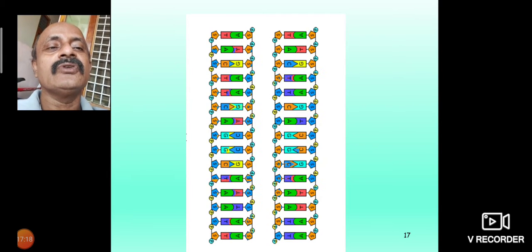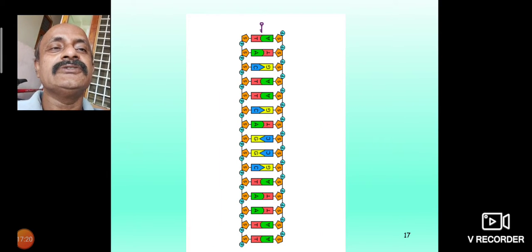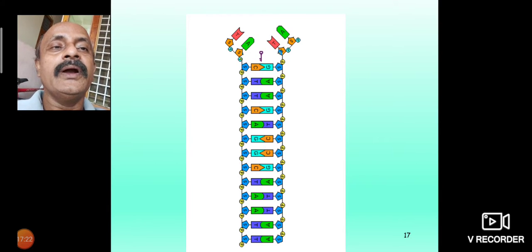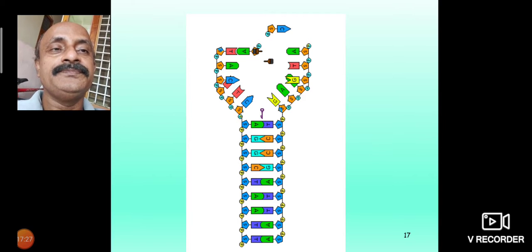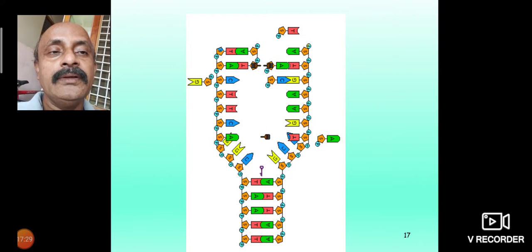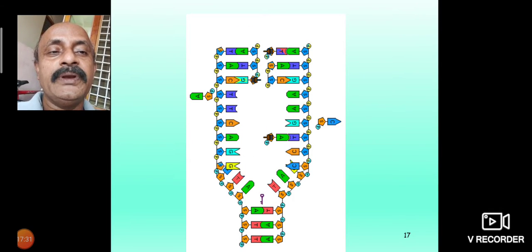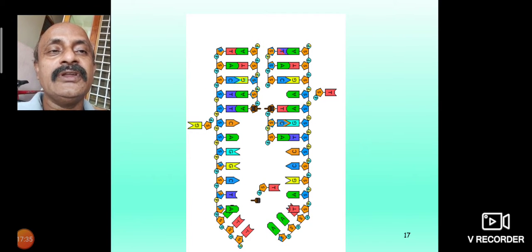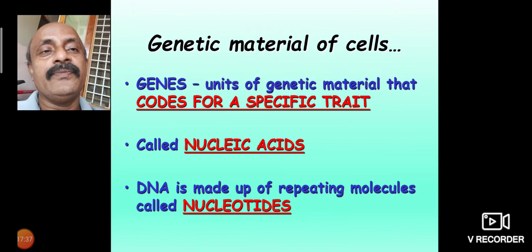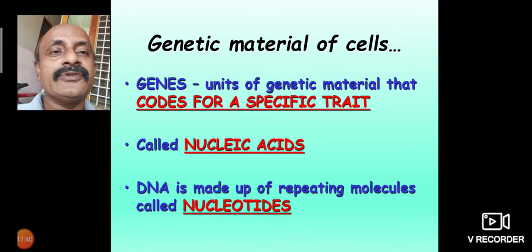So this is also DNA replication. You see this figure: the key particles, adenine and thymine, are separated from each other by the bonds, and afterwards they join each other again. This is the genetic material of cells.